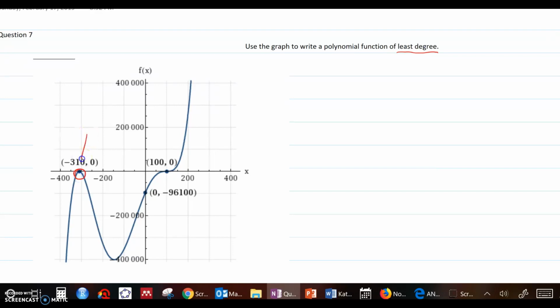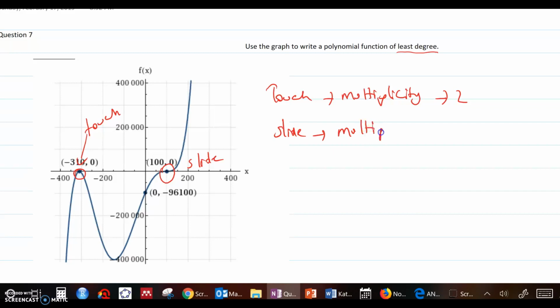If there is a touch, then the root multiplicity will be 2. If there is a slide, like here, then the root multiplicity will be cubic. And then we have roots there at the same points. Here we have the root negative 310. Here we have the root 100.